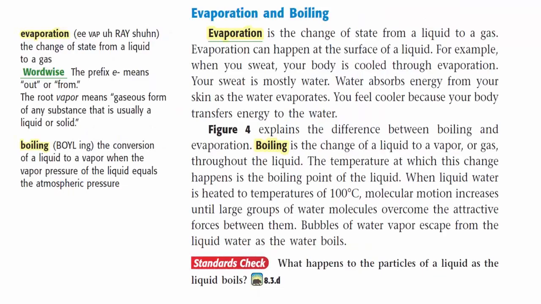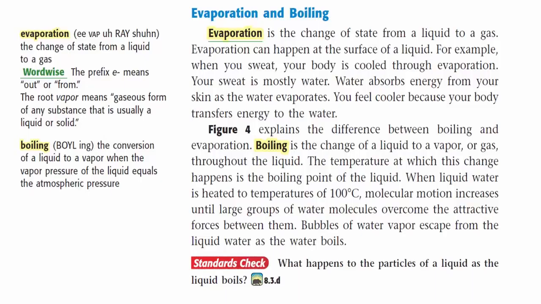Evaporation and boiling. Evaporation is the change of state from a liquid to a gas. Evaporation can happen at the surface of a liquid. For example, when you sweat, your body is cooled through evaporation. Your sweat is mostly water. Water absorbs energy from your skin as the water evaporates. You feel cooler because your body transfers energy to the water.